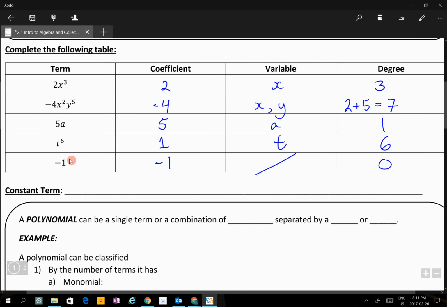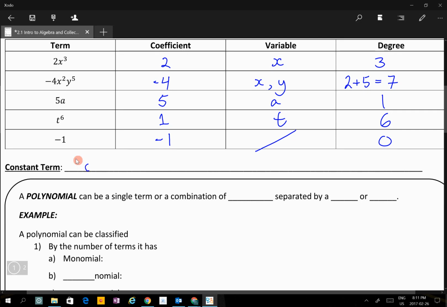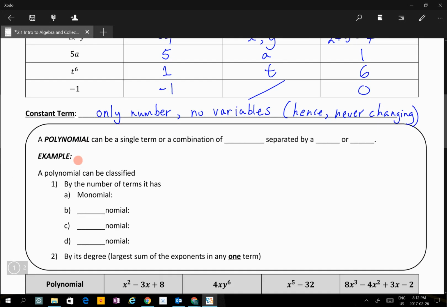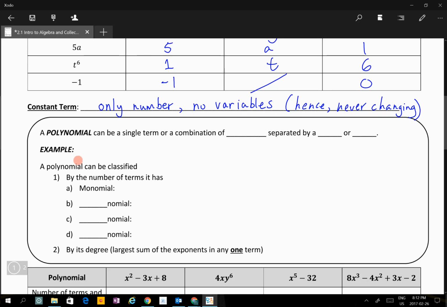It's a constant term. A constant term is only a number with no variables. If there are no variables, we say it's never changing. It is always constant. So again, this chapter is full of new definitions. This first lesson is full of new definitions.